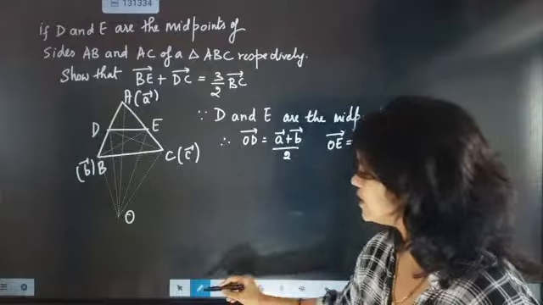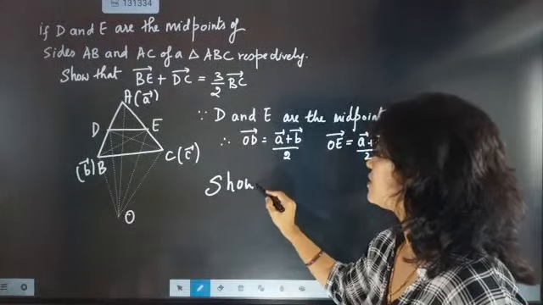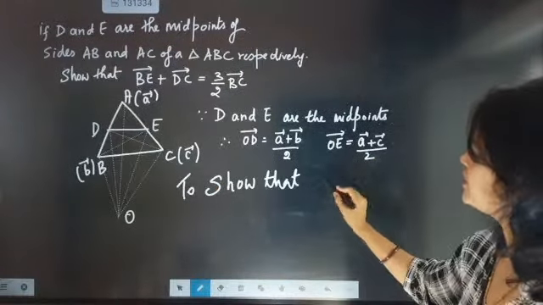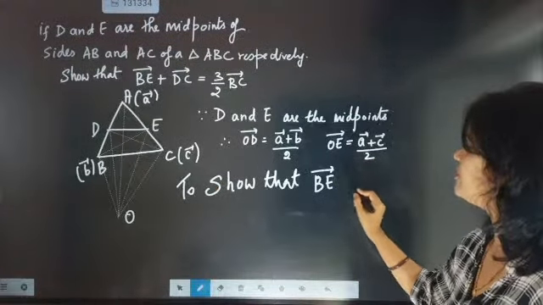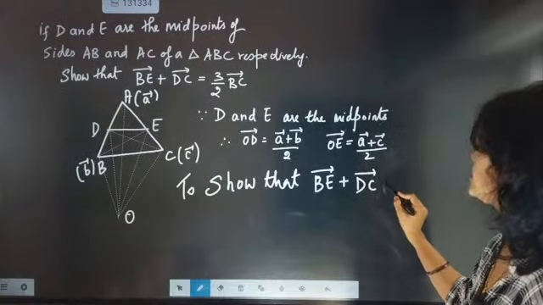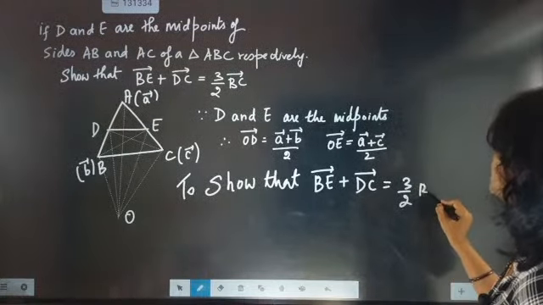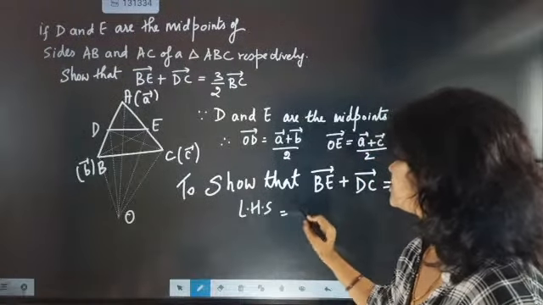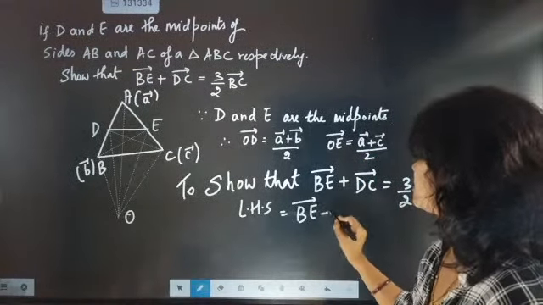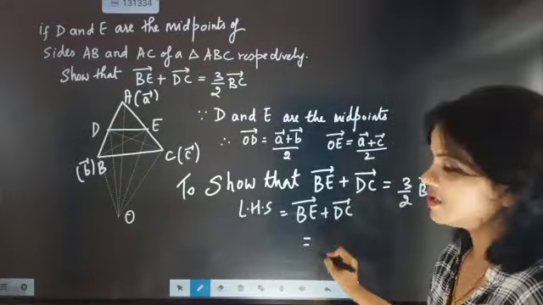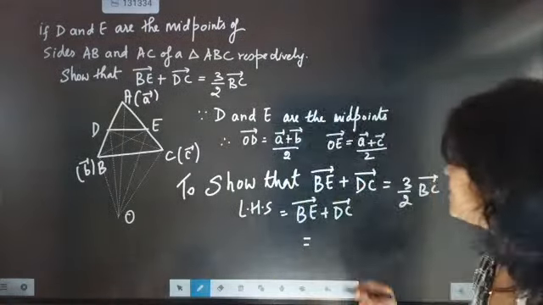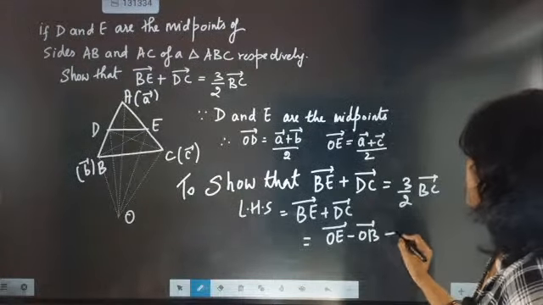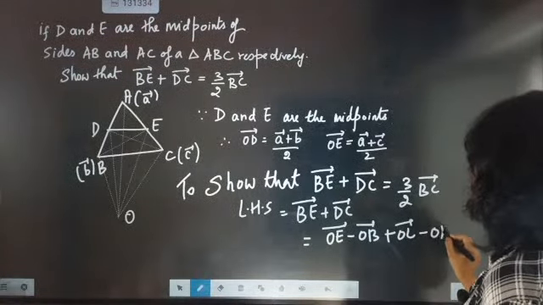Now they are telling that we have to show that BE vector plus DC vector equals 3 by 2 BC vector. Easy. First we will take LHS. LHS is BE vector plus DC vector. So what is BE vector, beta? BE vector is OE vector minus OB vector, plus OC vector minus OD vector.